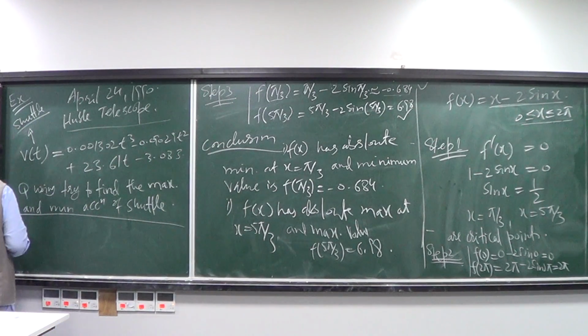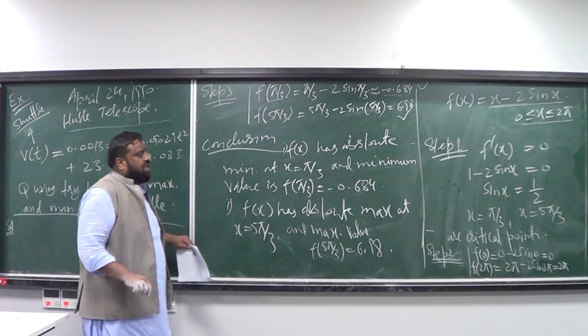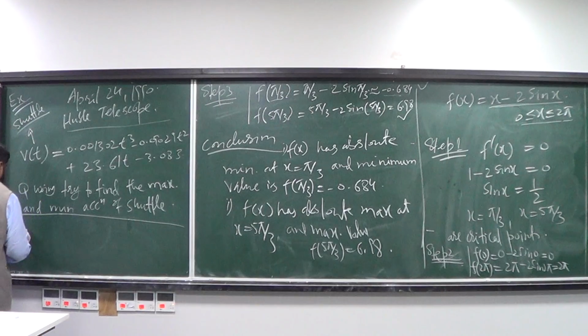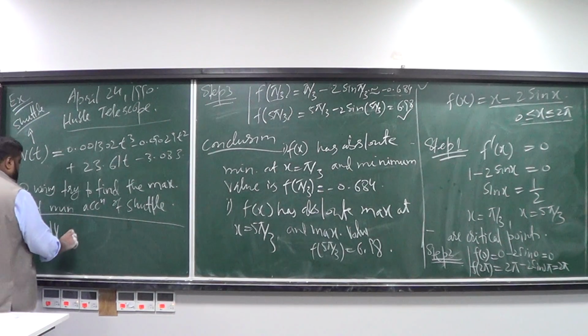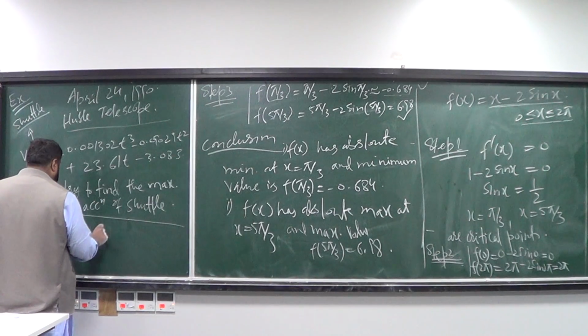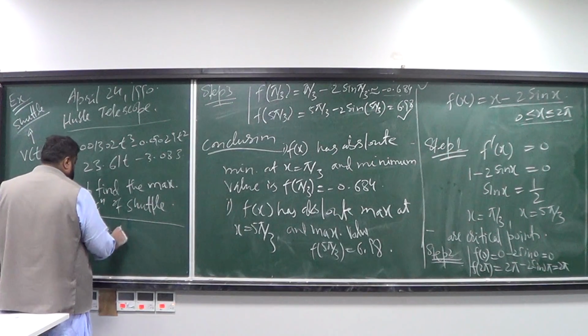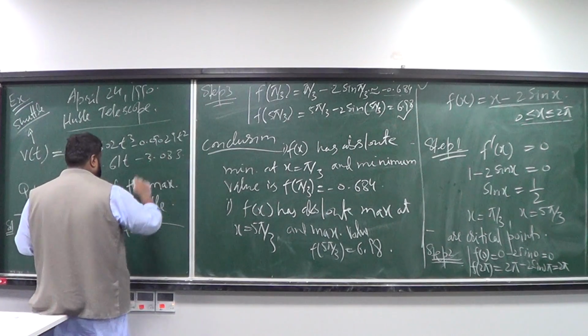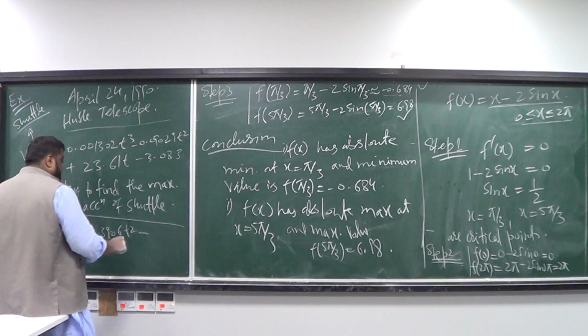So what we're going to do, this is the same as... we're going to apply the same method. But first of all, if this is the velocity, what would be the acceleration of the shuttle? We know that acceleration is the derivative of the velocity with respect to time. So if you compute the derivative of the velocity with respect to time, it turns out to be this: 3 times 0.00390 t squared, minus 2 times this. So you can calculate it.